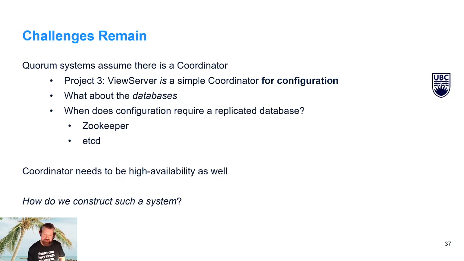Examples of this include Zookeeper, which is an Apache project that is used for replicated state, and it implements the Paxos protocol, which we're going to be talking about next week. And we also have etcd, which uses the Raft protocol, which is also known as viewstamped replication, and we'll be talking about that next week as well. So these are our configuration databases. This is what people actually use them for.